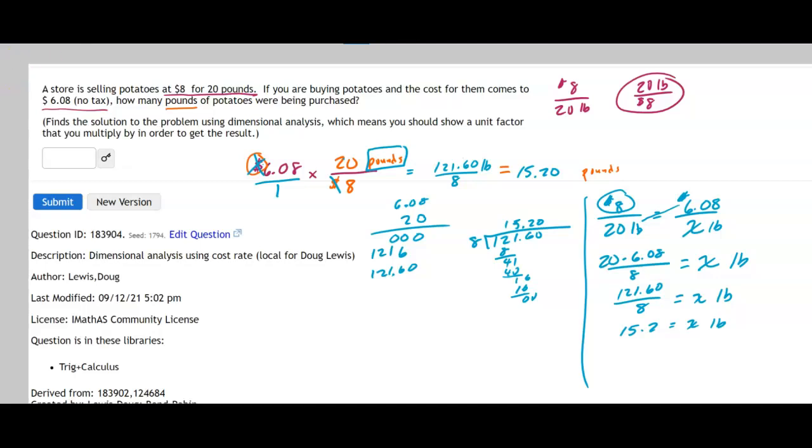I hope that's helpful. There are two different methods. This is the dimensional analysis method, and this is just using a simple proportion. Again, this problem required you to do dimensional analysis.